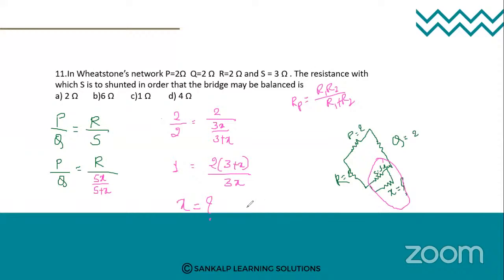Did everyone understand? So your X value, if you simplify this, cross multiply 3x. Here it is 2 into 3, that is 6, plus 2x. So 3x minus 2x is x, x is equal to 6 ohm. So therefore the answer is option B. Option B is the correct answer, that is 6 ohm. If you connect 6 ohm at S, your circuit becomes balanced. So option B is the correct option. Okay, hope everyone copied this.